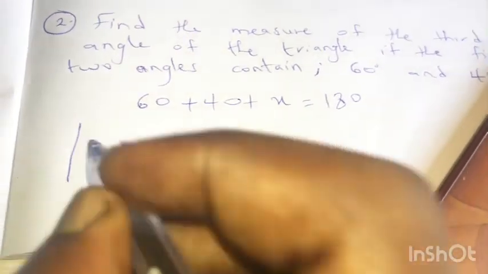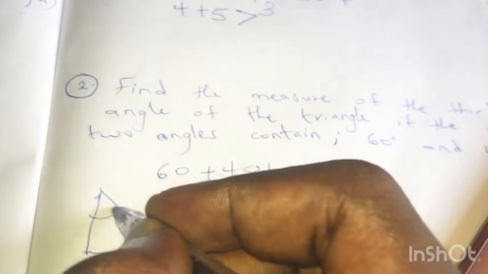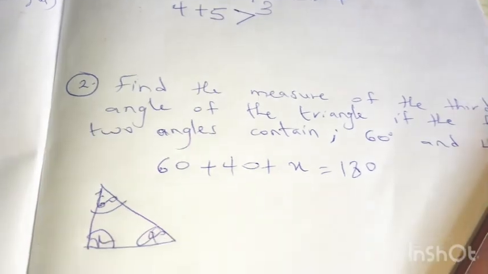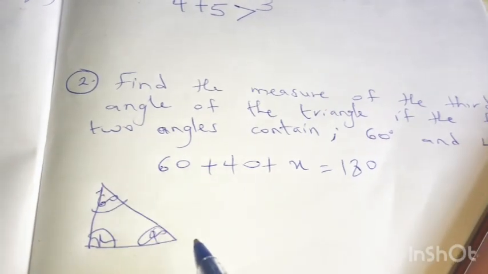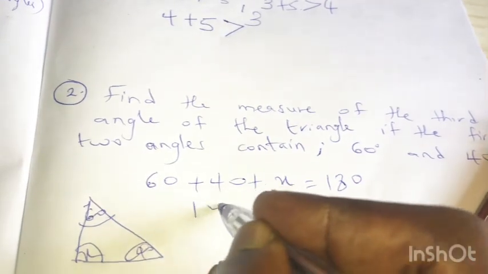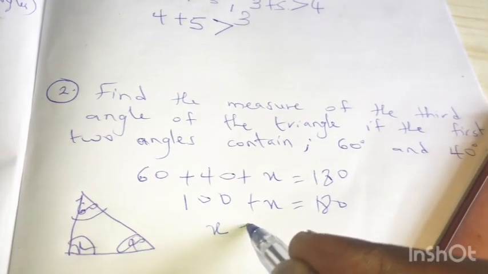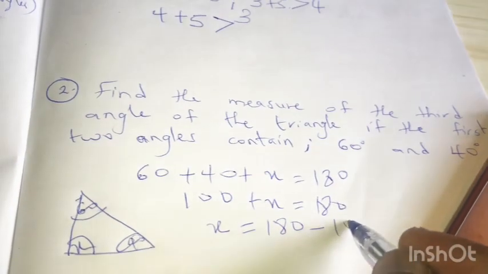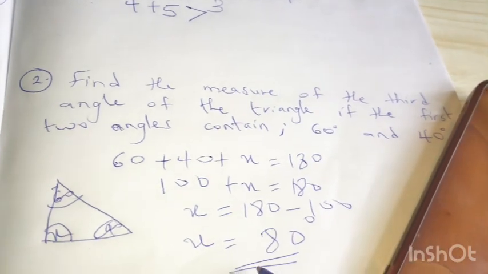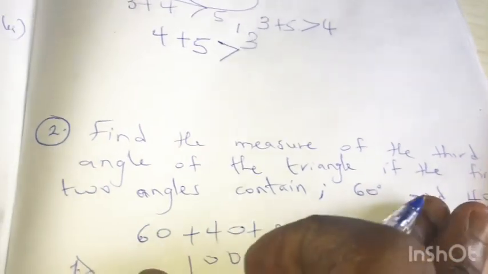Let me draw a diagram for you. What we mean is that we have a triangle like this. Maybe here is 60 and here is 40. What will be this one? When you add this and this, you are going to get 180. So I can make this one x. Now 60 plus 40 is 100, plus x equals 180. Let's group like terms. x is going to give me 180 minus 100, and x is 80 degrees. So the third angle is 80 degrees.